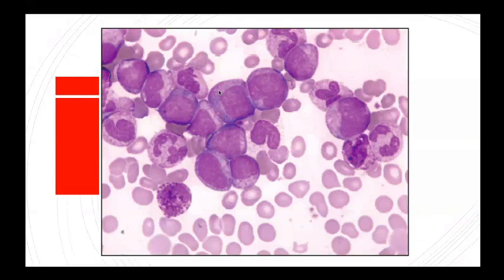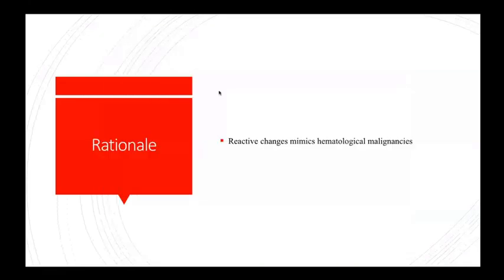So you are right. Second case is malignancy and first case is a reactive condition. So, the rationale behind today's class is there are certain reactive changes which mimic hematological malignancies and you need a complete detailed workup, clinical workup, investigations, and everything to differentiate between the two.